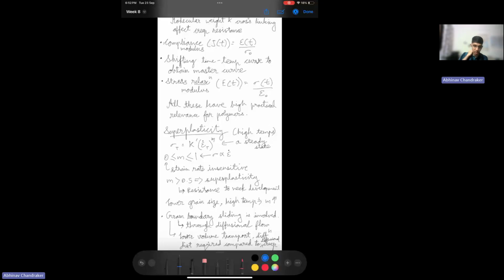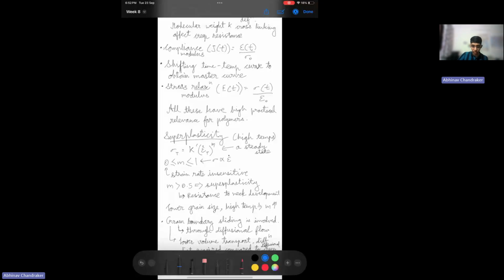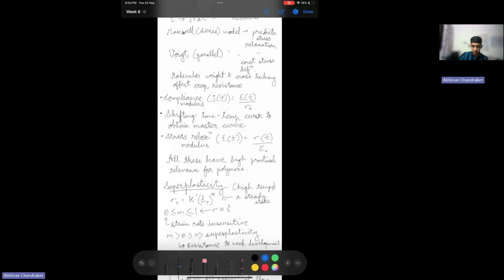Sorry, of course, at high temperatures, but on the lower end because it requires lower volume transport and diffusion distance is lower compared to diffusional creep. So at lower temperatures, the diffusional creep might be slower, but superplasticity or grain boundary sliding may be more prominent.